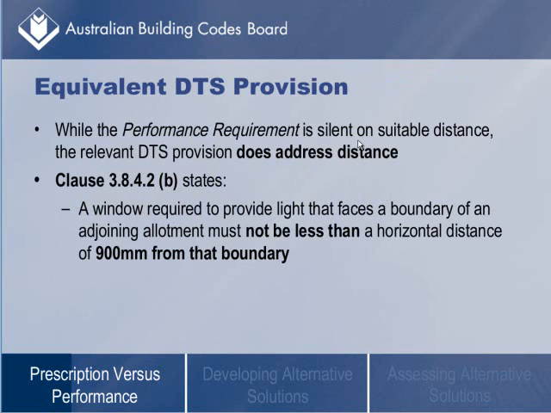Where the performance requirement is silent on a suitable distance, a relevant DTS provision does address the distance. So the clause out of Volume 2 of the BCA states, a window required to provide light that faces a boundary of an adjoining allotment must not be less than a horizontal distance of 900 mil from the boundary. So that's the old prescriptive requirement out of BCA 90, essentially, that's been brought across as the deemed to satisfy provision for the BCA 2011 as it is at the moment, or 2010.